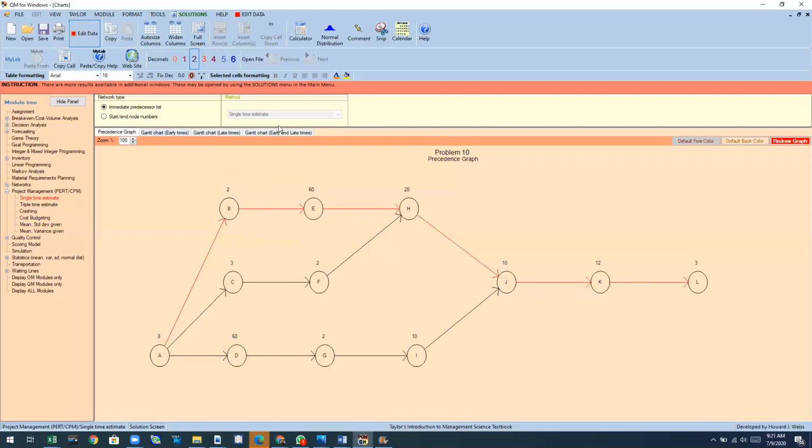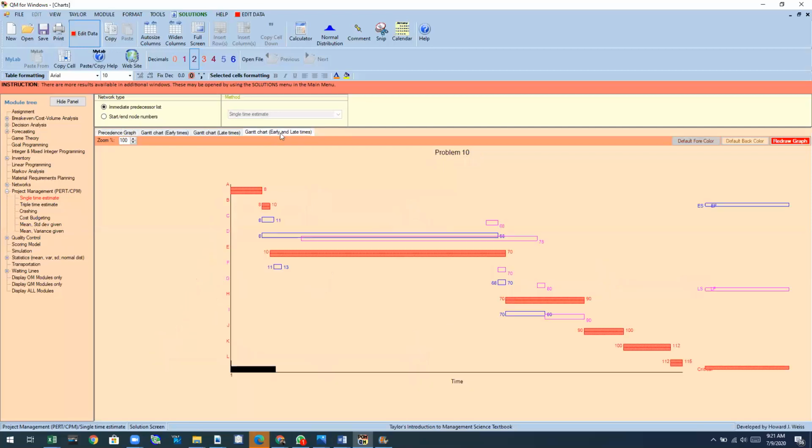Once we're done with that, we can also see the Gantt chart. Here is the Gantt chart. Okay, and in the Gantt chart, you see the red bars. These represent the critical activities where there is no slack. While the blue is the early times, early start and early finish, and the pink is the late start and late finish. That means you have a big slack in between.